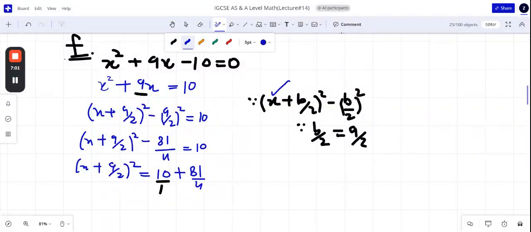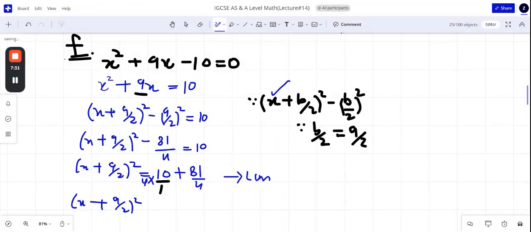So how can we solve these two fractions if the sign between them is plus or minus? We can solve by the LCM method. The LCM method is, first we have to make the same denominator. So here is 4, here is 1. In the first fraction, if we multiply and divide by 4, we can get the same denominator. So let's keep the first value the same. (x plus 9 over 2) whole square equals 40 over 4 plus 81 over 4.